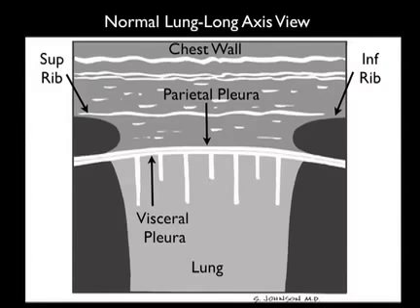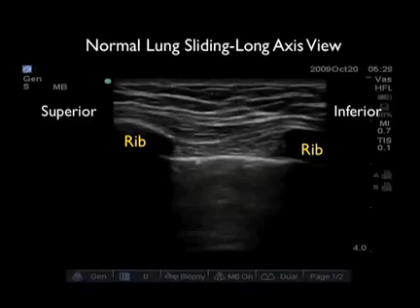Now, while I've depicted these as two separate layers, in reality on ultrasound examination they're seen as a single shimmering white line that moves back and forth as the patient breathes. And as the patient breathes, we can see white comet tails or linear lines, vertical lines coming off the pleura down deep into the lung. So that will be the normal finding of a lung on long axis configuration.